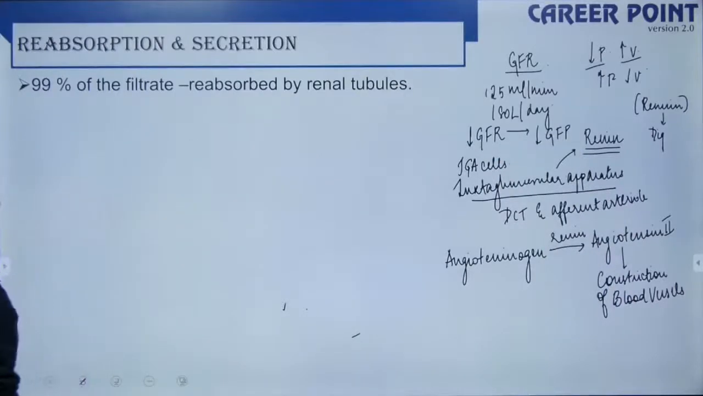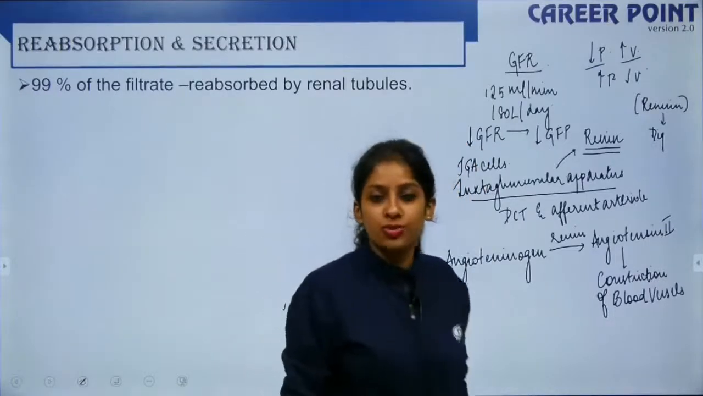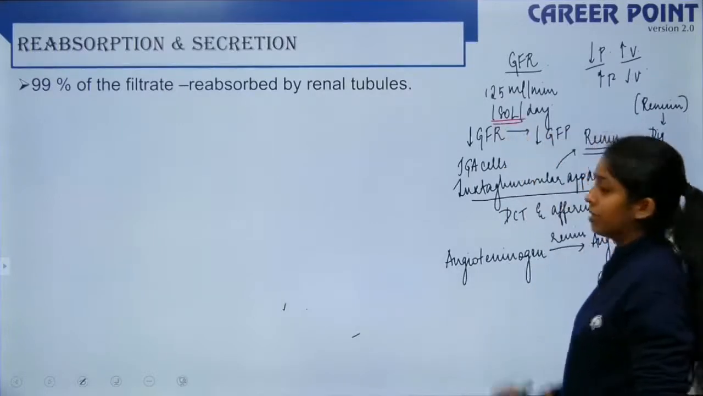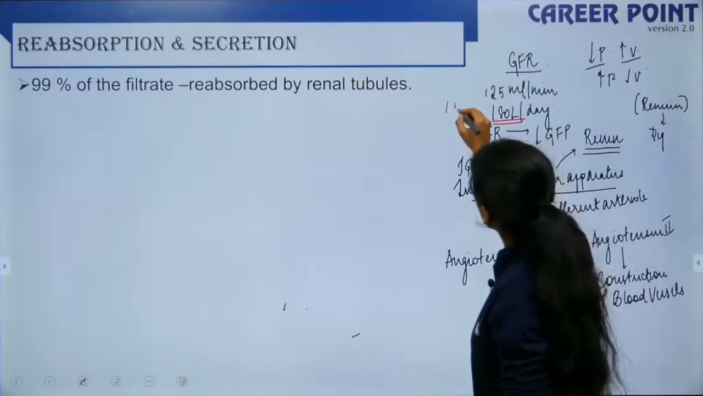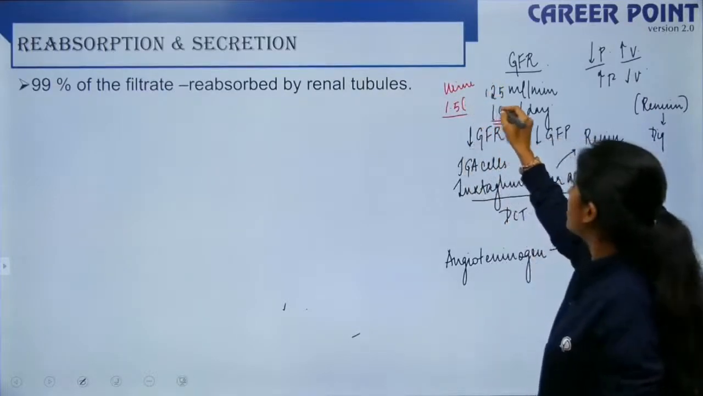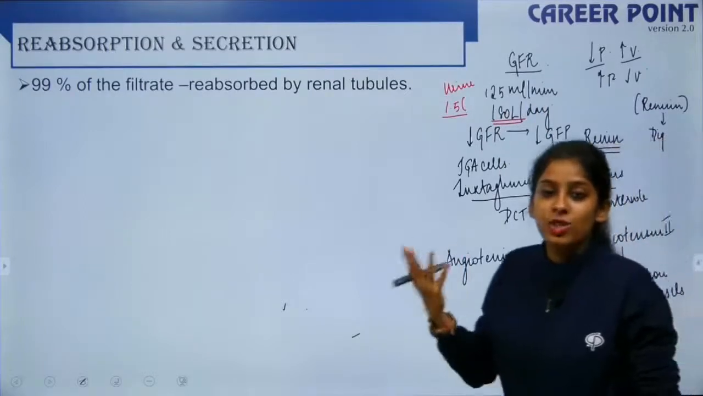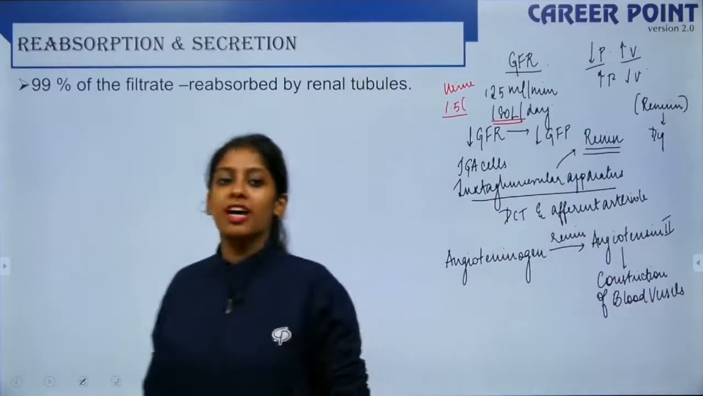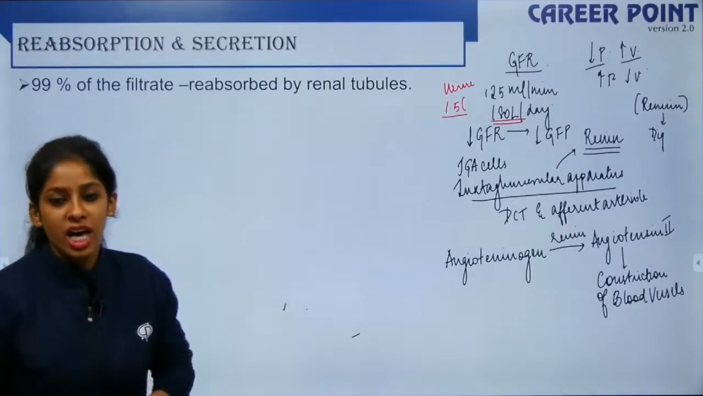So if you see, we have 180 liters per day of the filtrate which is filtered by your kidney, right? So this is how much your kidney filters. But how much urine do you pass? So in a day, we pass only 1.5 liters of urine. So 1.5 liters, but here we have 180 liters. So almost 99%, where does it go then? So 99% is getting reabsorbed by your renal tubules. Okay, so this is the next process, that is reabsorption.